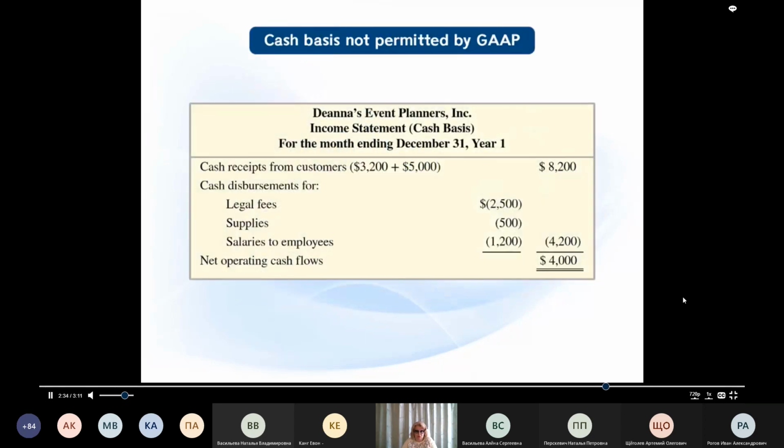If the bank loan officer understands different accounting concepts, he will ask Deanna to prepare an income statement using the accrual basis of accounting, which is required by generally accepted accounting principles.